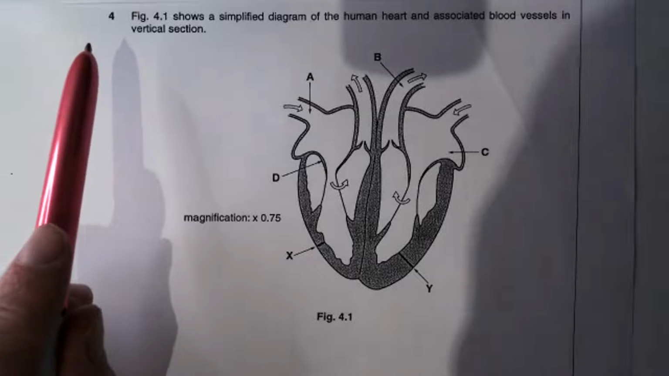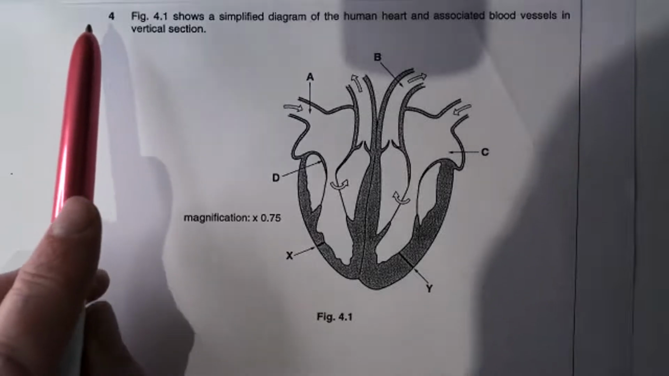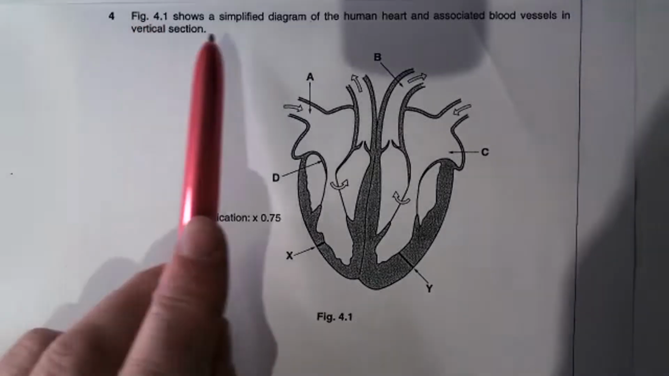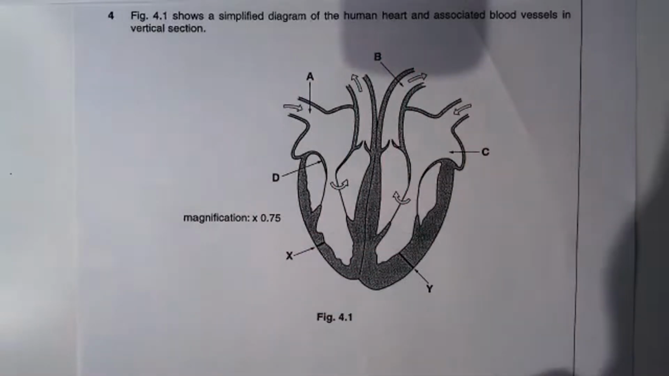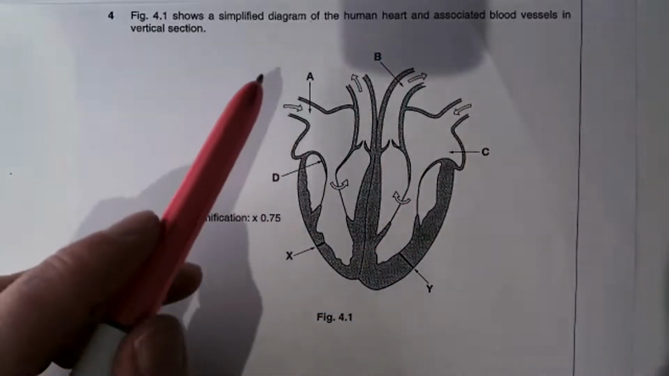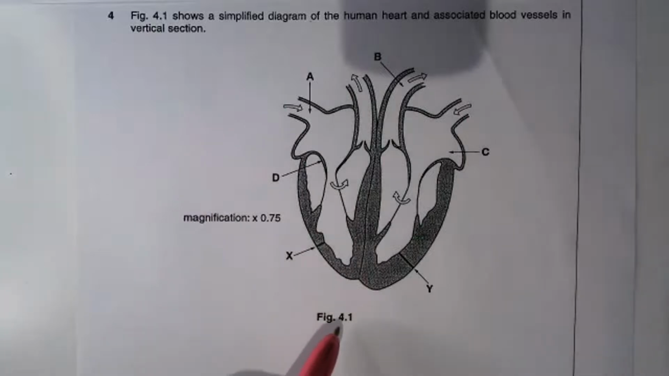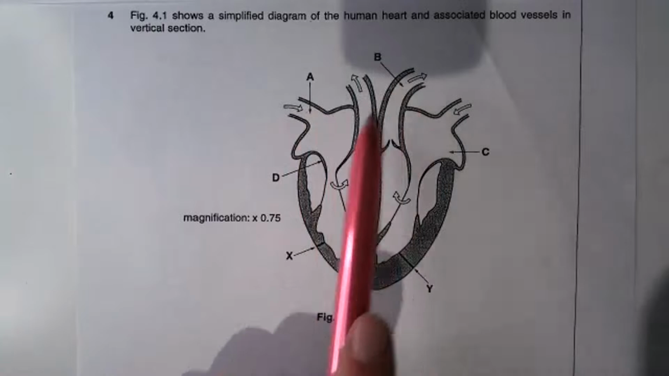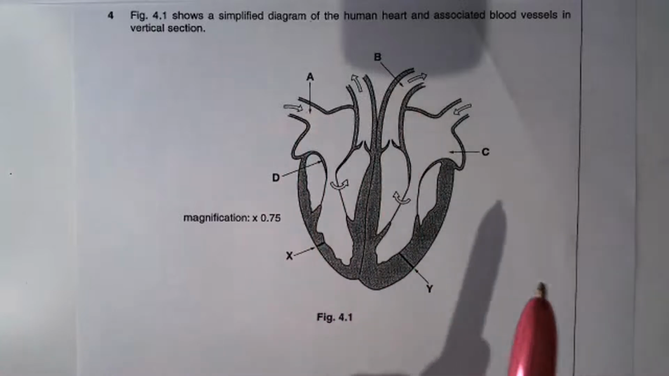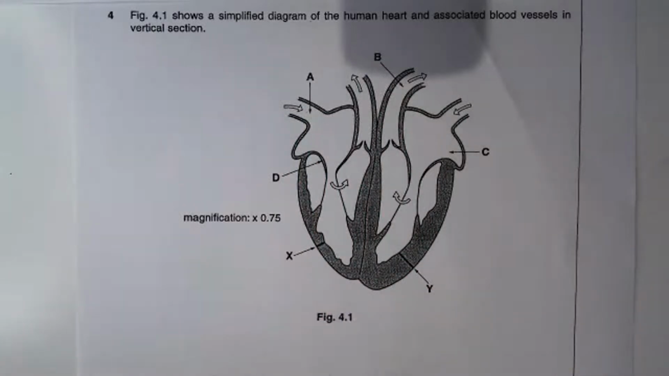This is an exam question about animal transport. It says figure 4.1 shows a simplified diagram of a human heart and associated blood vessels in a vertical section. You've then got a diagram of the heart with labels A, B, C, and D. The question basically says, name the structures A to D. So I'm just going to annotate the heart and name these structures.